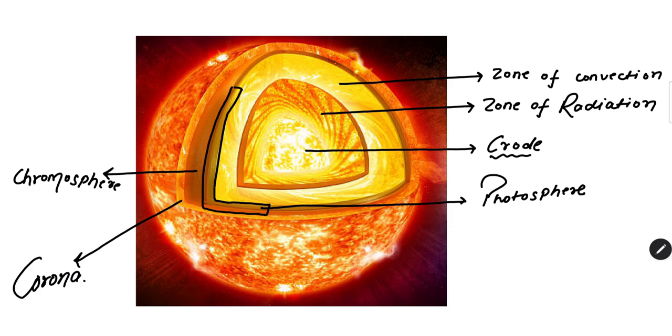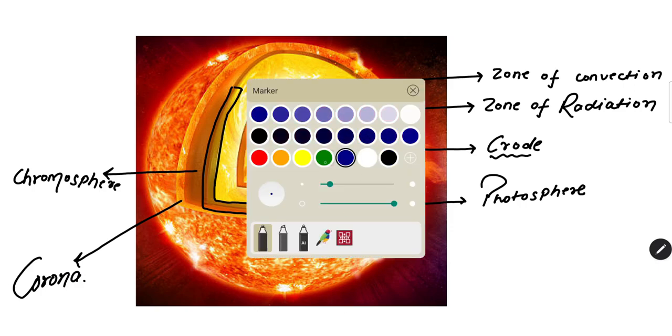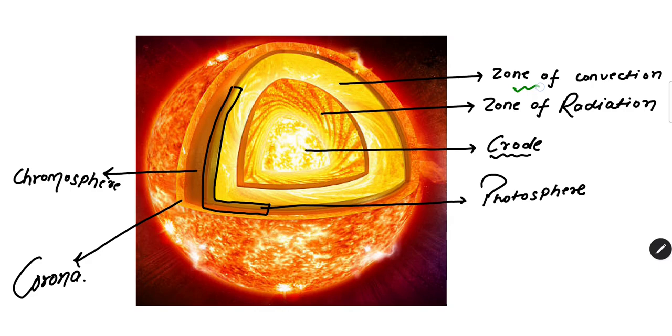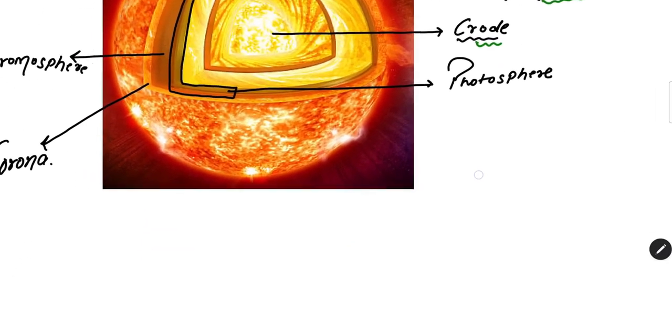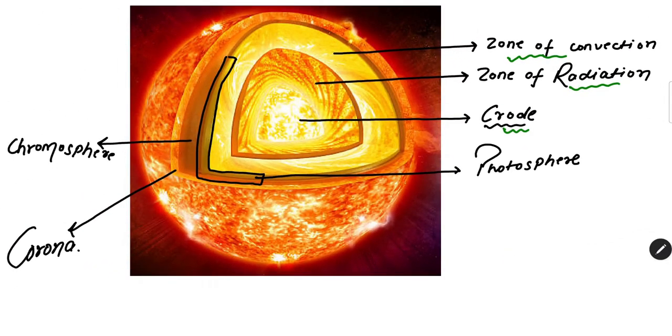We have discussed some of the things here: the zone of radiation, the zone of convection, and the corona. Now today we are going to discuss the atmosphere of the sun. And what is in the atmosphere? In the atmosphere, three things come: photosphere, chromosphere and the corona. So one by one we are going to discuss.